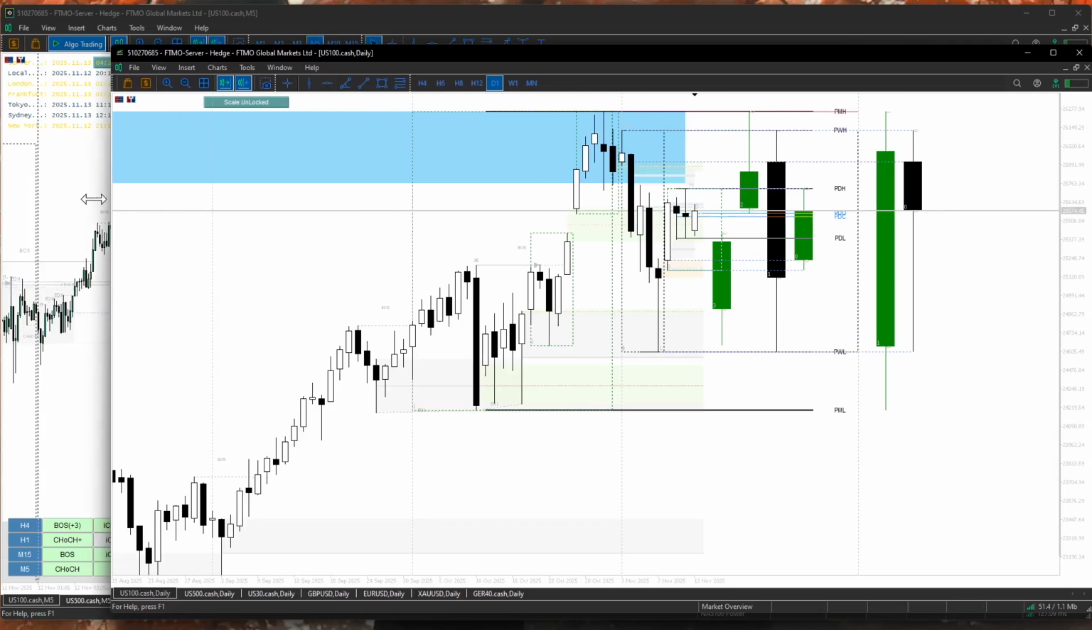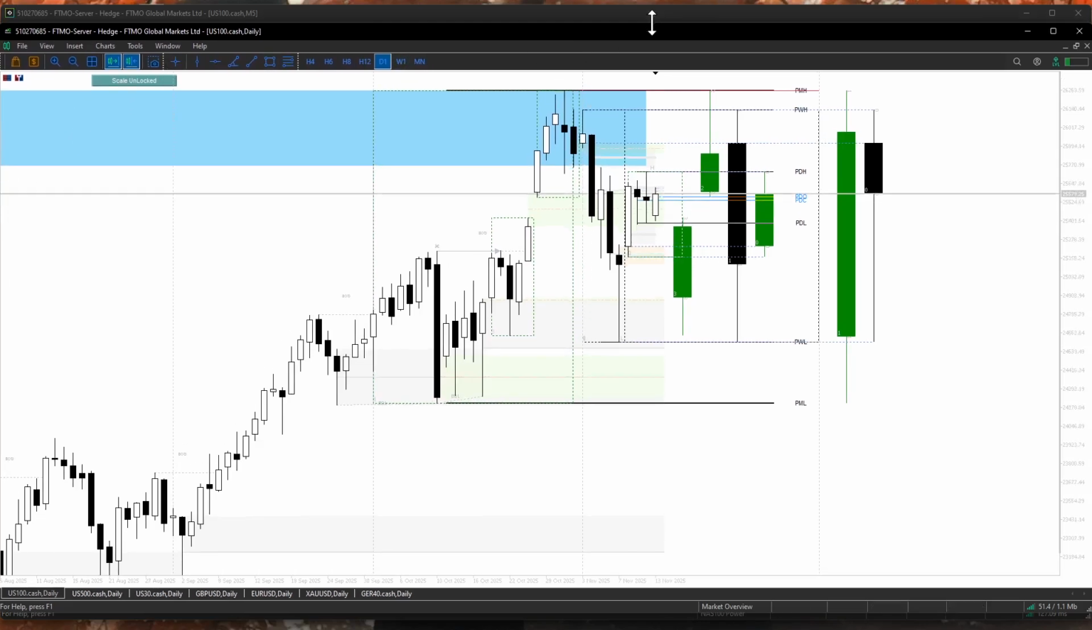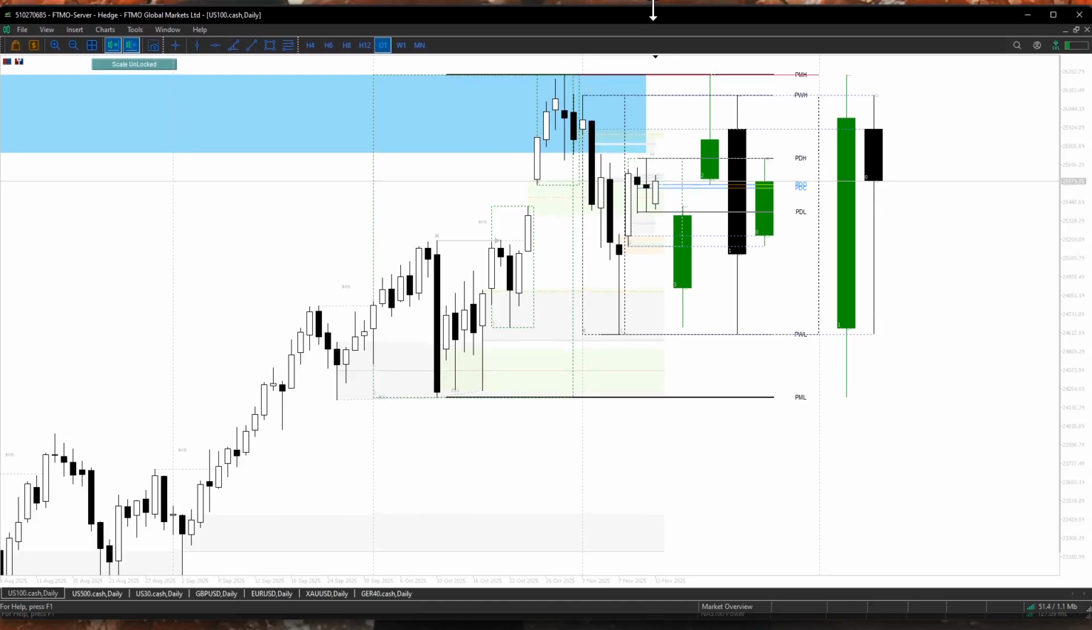I just realized that the videos weren't being captured properly with OBS. I'm using this new monitor here and it wasn't being captured to scale.